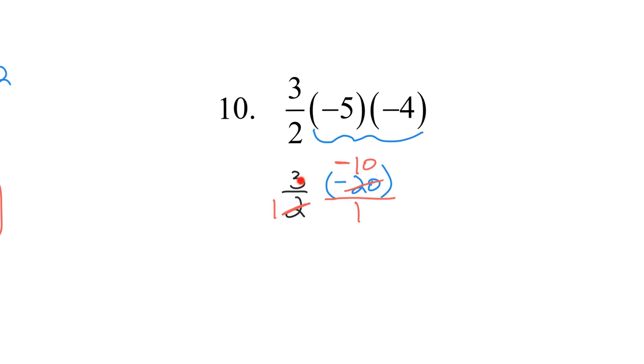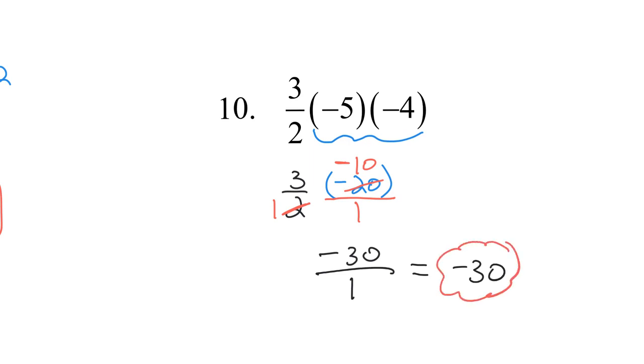So now you multiply the numerators. We have 3 positive times 10 positive, which is positive 30. And on the bottom, 1 times 1 is 1. You don't need that 1 on the bottom of the fraction. So just put 30 as your answer.